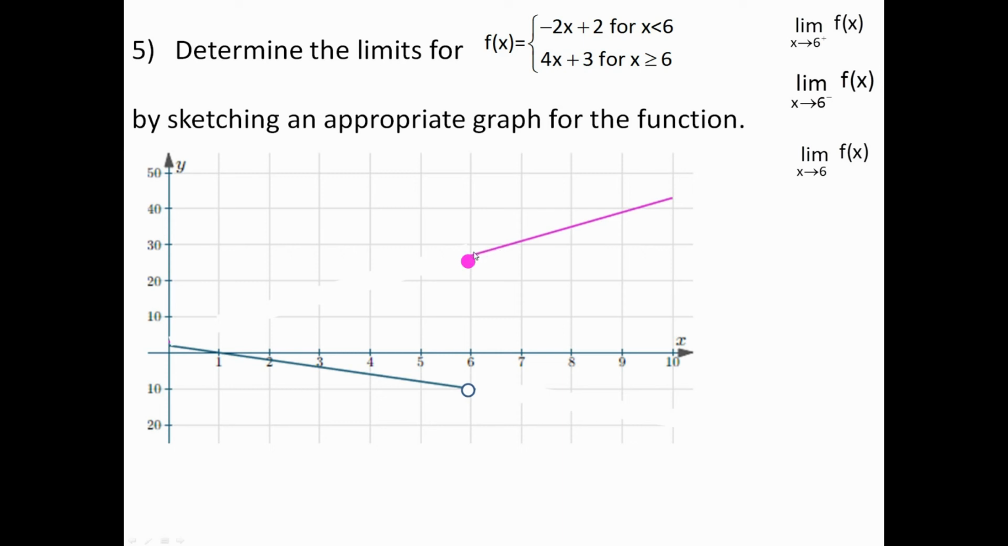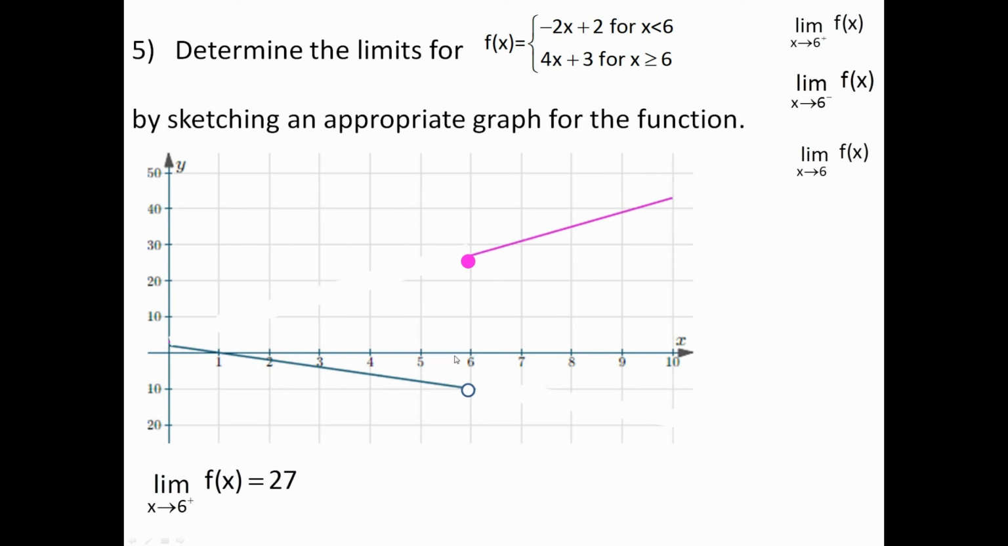So as x gets close to 6 but is strictly larger than 6, and again, if you wanted to make a table, you could look at a sequence of points like 6.1, 6.01, 6.001, that sort of thing. You would see that those y values are going to get as close to 27 as we want, because for x larger than 6, we're using this 4x plus 3 formula. So this limit, of course, is going to be equal to 27 because the y values get as close to 27 as we want. What about the limit as x approaches 6 from below?